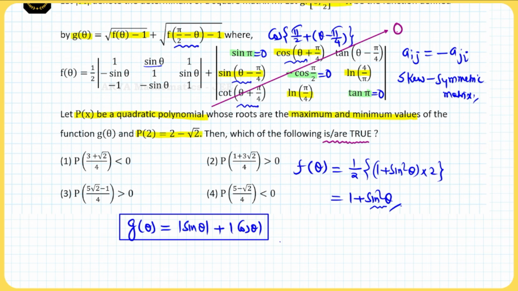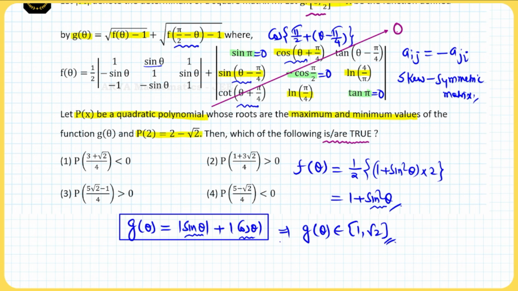This is g of theta. And notice that the range of theta is from 0 to pi by 2. So if you try to find the range of g of theta, the maximum value will be root of a square plus b square, which is root 2, and the minimum value will be 1. So the range for g of theta is 1 to root 2. The least value will be 1 when you take theta as 0 degrees or pi by 2, and the maximum value will be root 2 at theta equals 45 degrees.